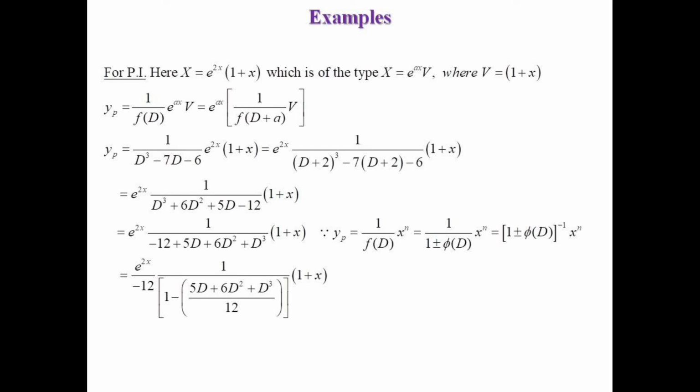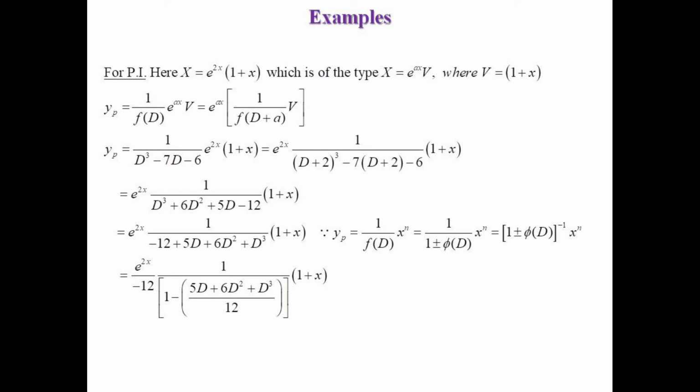So now the role of e raised to 2x is over. So write down e raised to 2x as it is. So if we simplify the denominator term, find the cube of d plus 2 and simplify the denominator value. After simplifying the value of denominator, we get the denominator as d cube plus 6d square plus 5d minus 12 into 1 plus x.